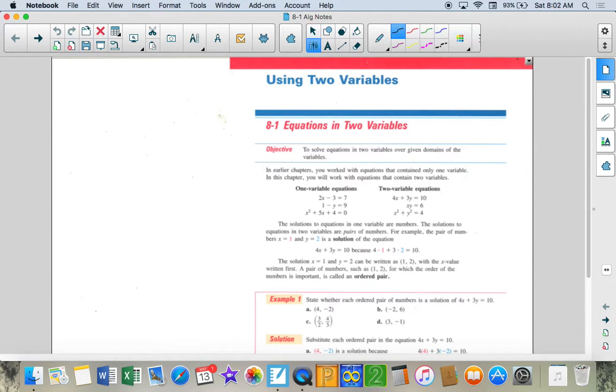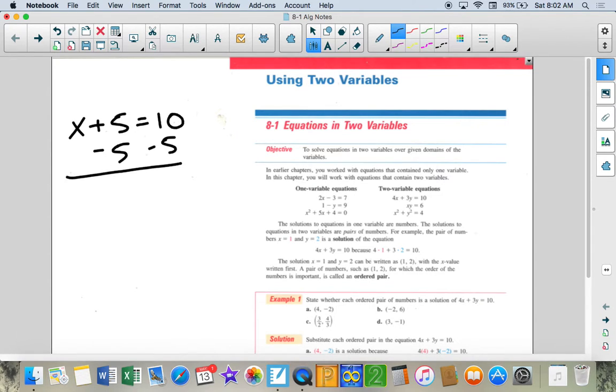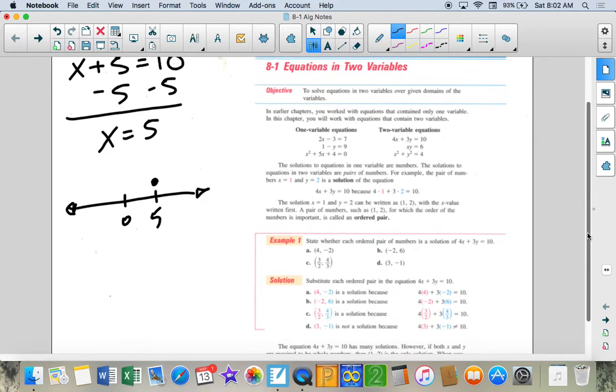All right, this is chapter 8, and in chapter 8 we're going to move from graphing one variable to equations with two variables. If we have an equation like this and we solve for it, we subtract 5, we get x equals 5. So if we have to graph this, we would graph it on a number line, and those would be the solutions.